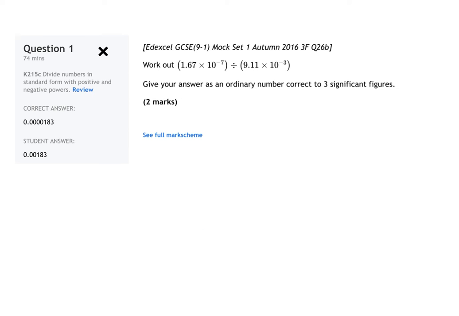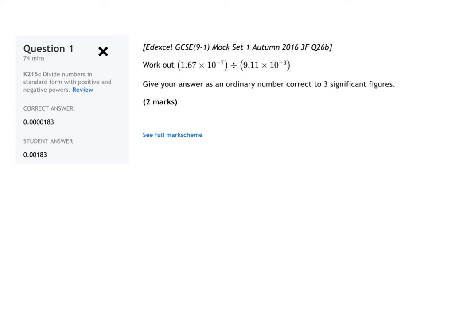This question, you're just dividing one standard form number by another, so you're actually putting these numbers directly into the calculator. Depending on your calculator, you'll have to make sure you know the format that your calculator wants it put in. But you literally put in the values here, 1.67 times 10 to the minus 7, divided by 9.11 times 10 to the minus 3. A common mistake here is not to put the standard forms inside brackets, and then your calculator may get confused. So make sure each of these expressions is within its own set of brackets. That way the calculator should give you the right answer.